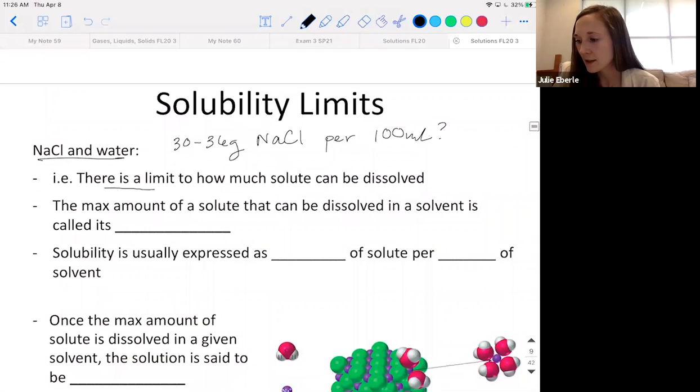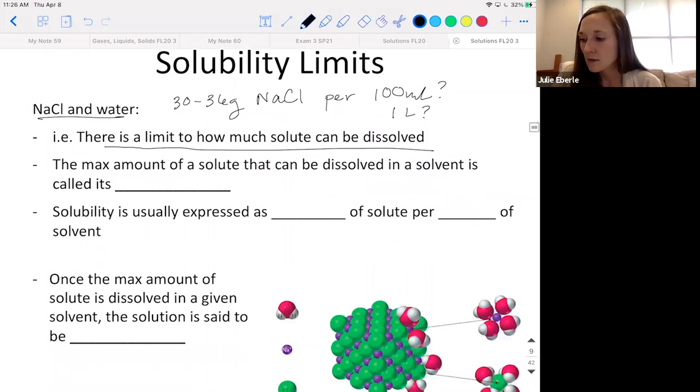So the idea here is that there's a limit to how much solute can be dissolved. Past the 30, 35 gram mark of salt, you just can't dissolve any more salt in that amount of water. I don't know if it's 100 milliliters or 1 liter. So we call this the max amount of a solute that can be dissolved. That is what we're calling the solubility.